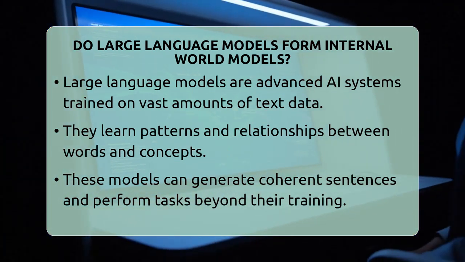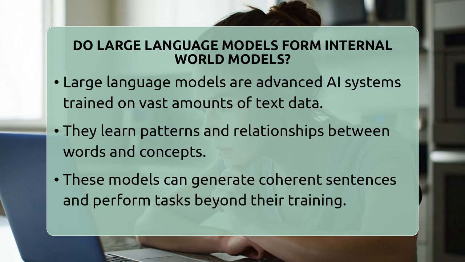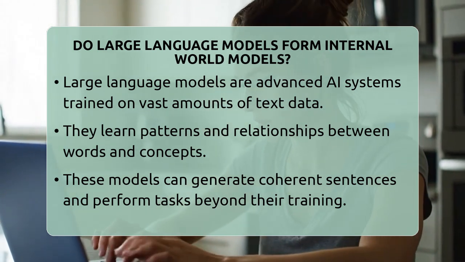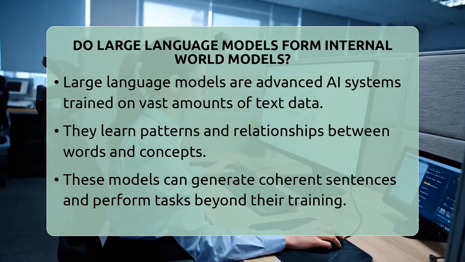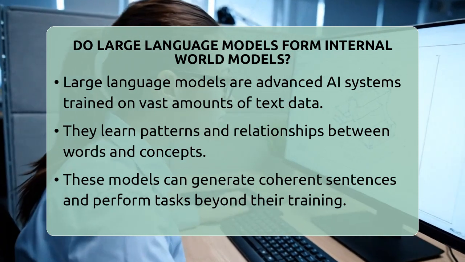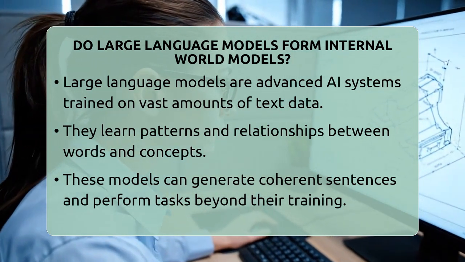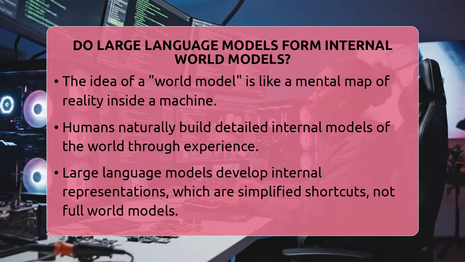Large language models are advanced artificial intelligence systems trained on huge amounts of text data. They learn patterns and relationships between words and concepts. These models can generate coherent sentences and perform tasks they weren't specifically trained for. But the question is whether they develop an internal representation of how the world works.